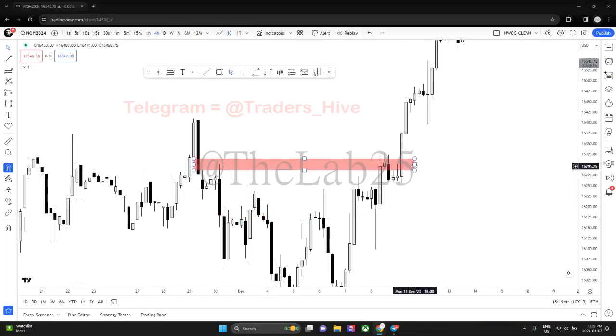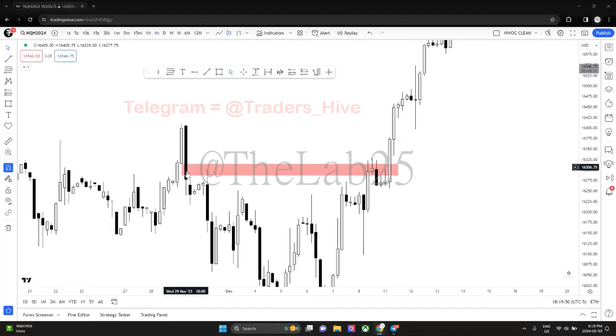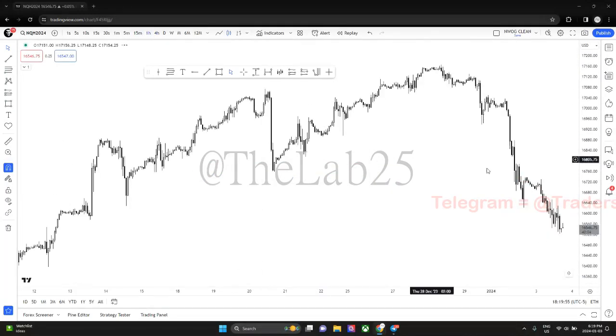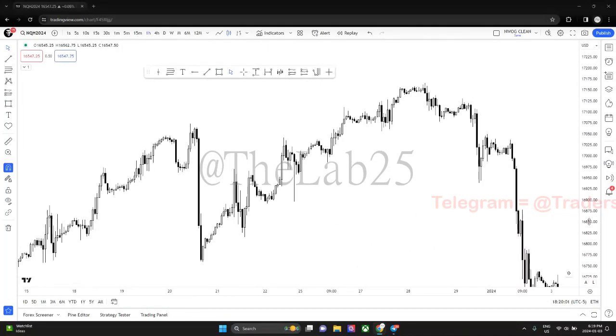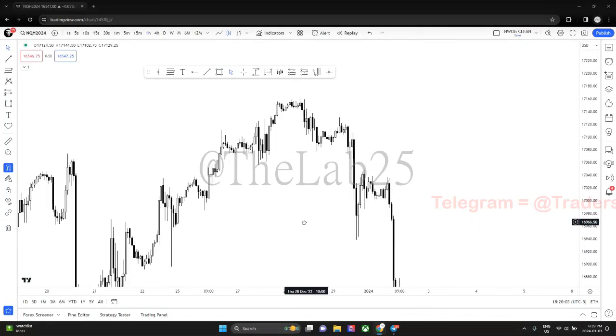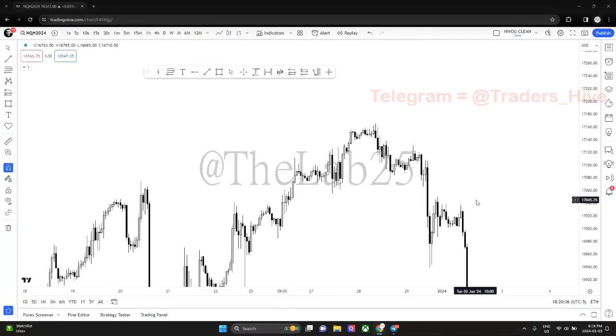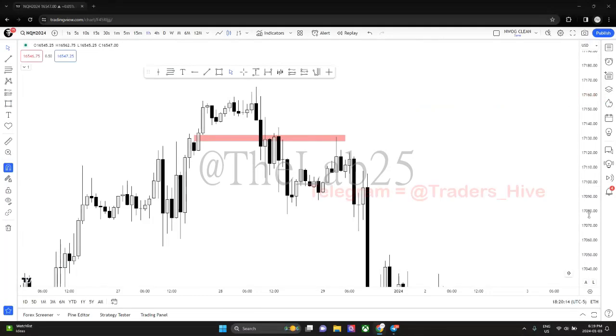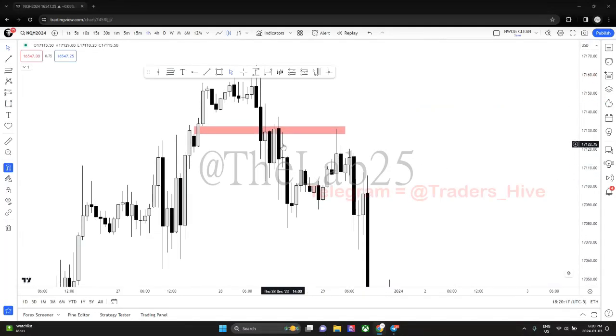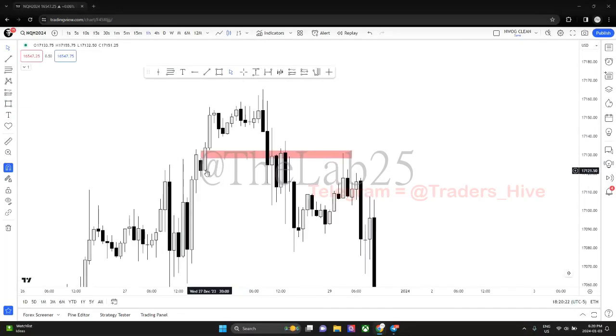Okay, so this right here would be an example of what an inverse fair value gap is. Hold on. I lost that one, so I'll just use this one. This is an example of what an inverse fair value gap would be.